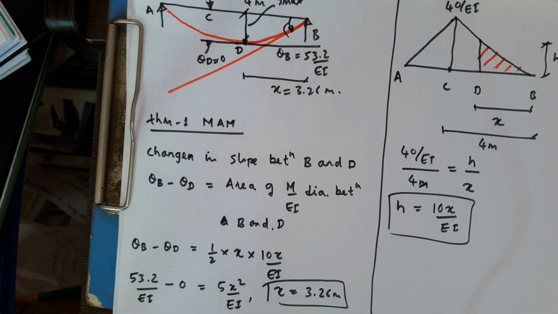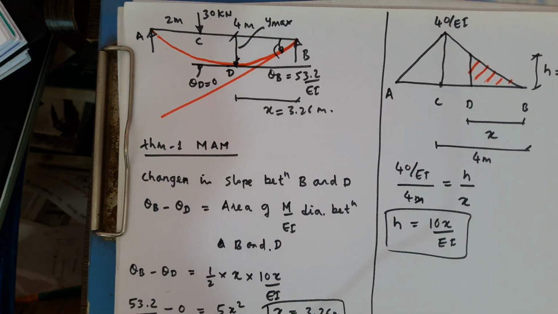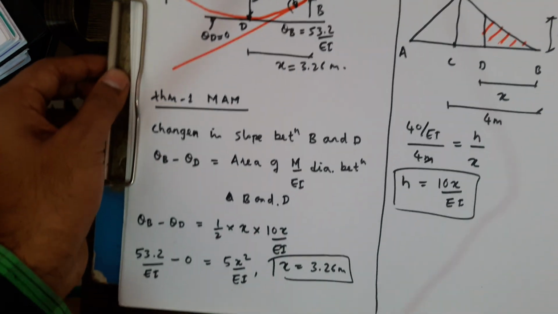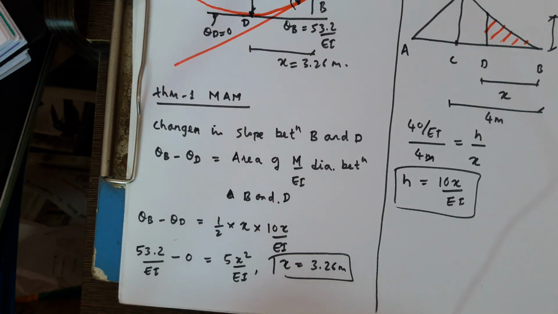The first part of the problem is over. We have determined the position of maximum deflection, meaning we have determined the point D, the distance of point D from B, x equal to 3.26 meter. Now we have to determine the magnitude of maximum deflection.